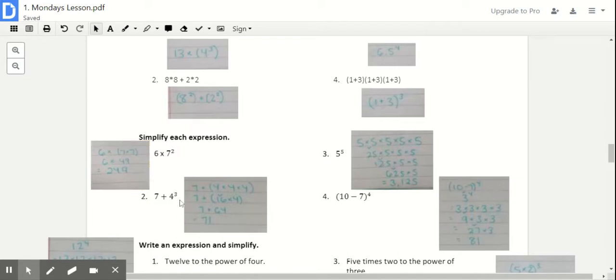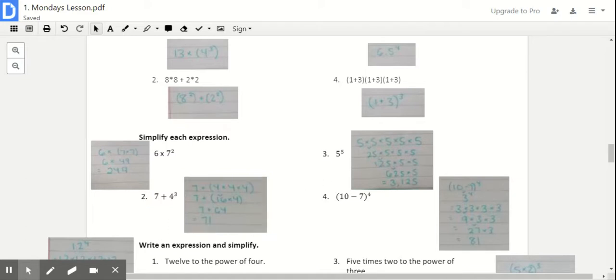Number 2, I have 7 plus 4 to the third power. Again, I put my 4 times 4 times 4 in parentheses. I am solving for what's in my parentheses first and then doing what's outside of the parentheses, just as we were doing last week. So I have 7 plus 16 times 4 in parentheses in my next row. Then it's 7 plus 64, which is 71 is my final answer.